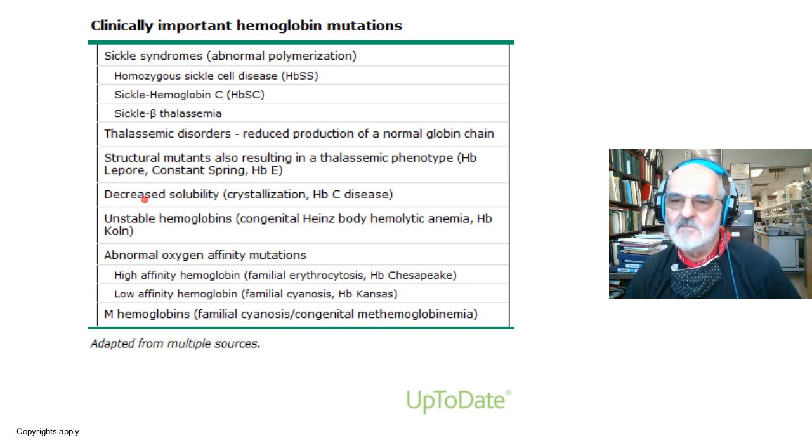solubility of other kinds. So there are some effects on solubility that cause precipitation or crystallization of the protein. There are some that cause folding defects. There are some that affect affinities, either high or low affinities. And there are some that cause met hemoglobin stabilization, which leads to cyanosis that we've talked about in previous lectures. And so this is known as hemoglobin HbM.